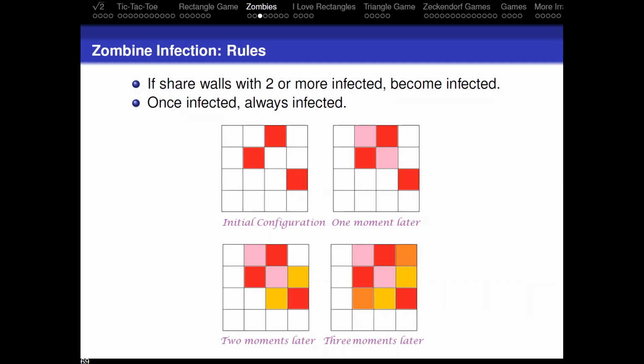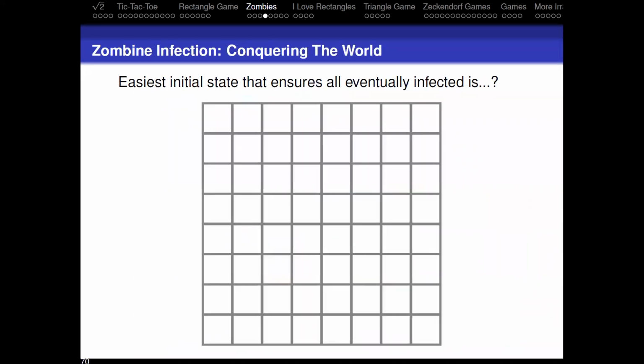Okay? So now the question is, here is, say, the board. What I want you to do is give me the easiest solution you can think of that guarantees that at some point in time, every cell on the board is infected. So you get to choose who was initially infected. How would you do that to guarantee that at some point later in time, everybody's infected? What's the best way to do it?